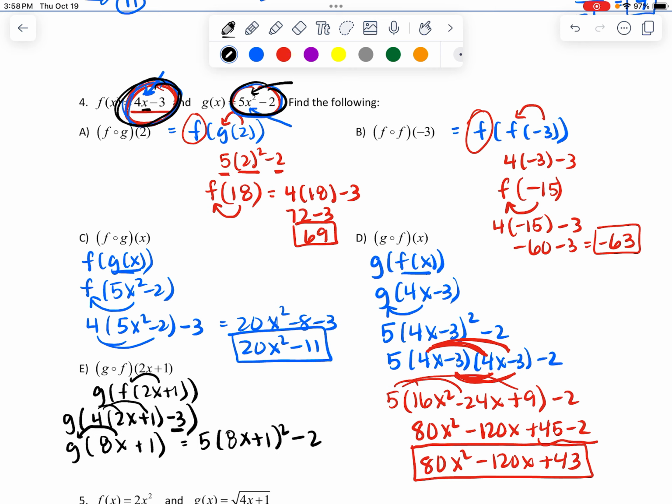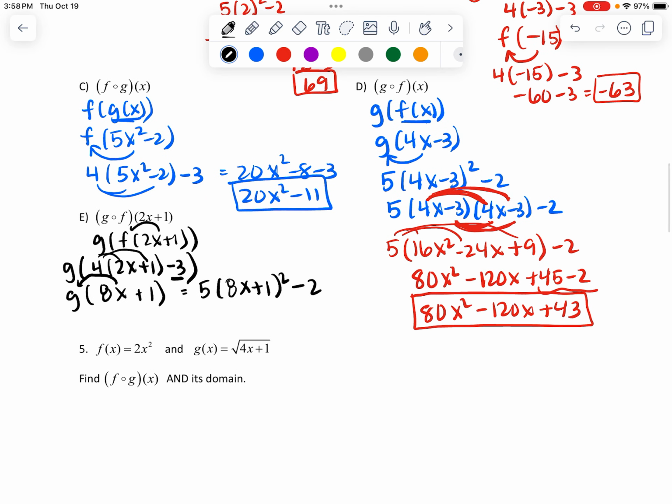Okay, and again, you guys, this squared here means that I'm going to have to FOIL. So if you FOIL this, you're going to get 5 times, and if you do it on the side here, let's do it on the side because I'm going to run out of room, 8x plus 1 times 8x plus 1. Okay, so 8x times 8x, that's 64x squared. And then 8x plus 8x is 16x. And then 1 times 1 is 1. And then don't forget the minus 2 at the end.